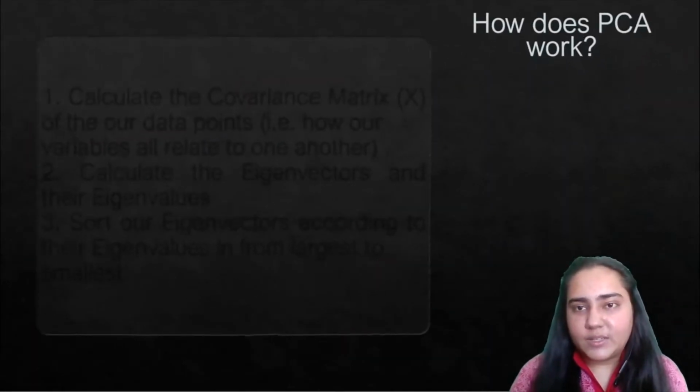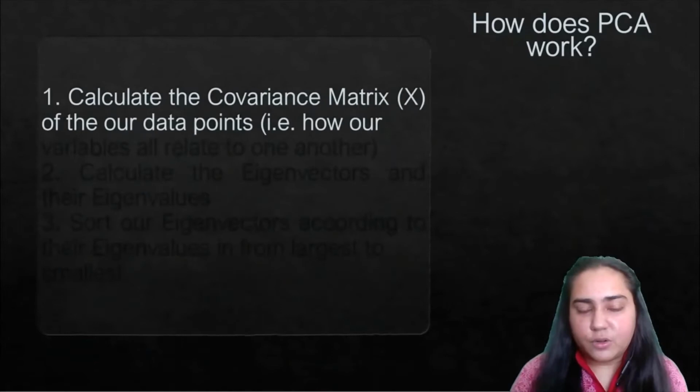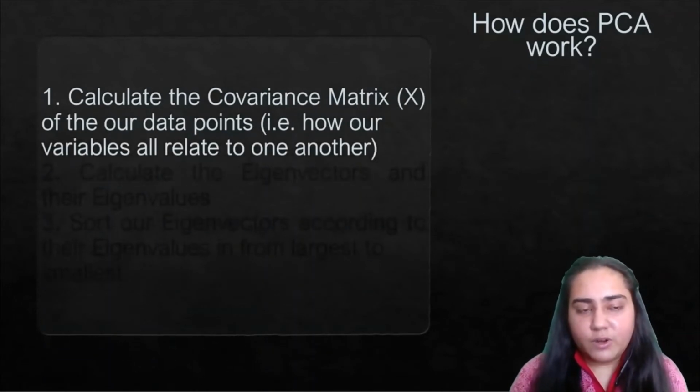Now, how exactly does PCA work? So first of all, you will calculate the covariance matrix X of the data points. This is how you know how the variables are related to each other.